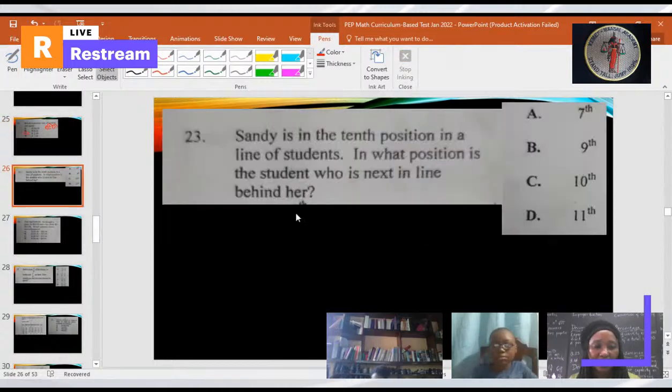Okay, Amari, number 23. Number 23, Amari. Okay, miss. Number 23. Sandy is in the 10th position in a line of students. In what position is the student who is next in line behind her?